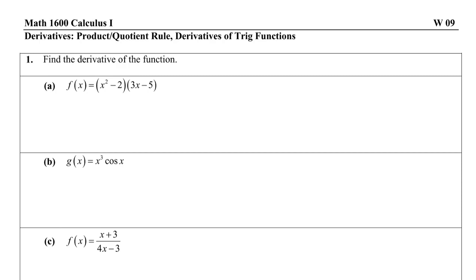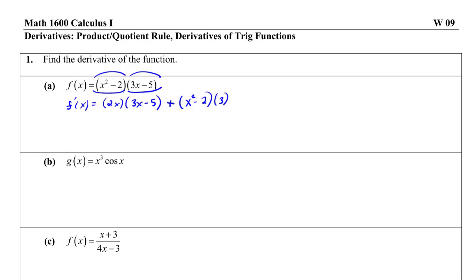So again, first thing I look at is what's the structure of the function. I see a product. Okay, so I have a product of two functions of x, so I have to use the product rule. So, derivative of the first, the derivative of x squared minus 2 is 2x, times the second as it is, plus first as it is, x squared minus 2, times the derivative of the second, but the derivative of 3x minus 5 is just 3.